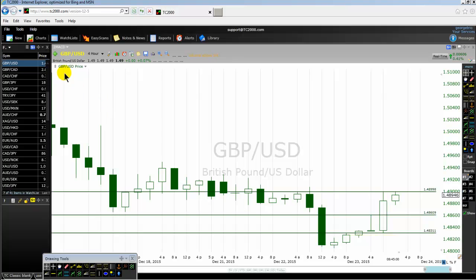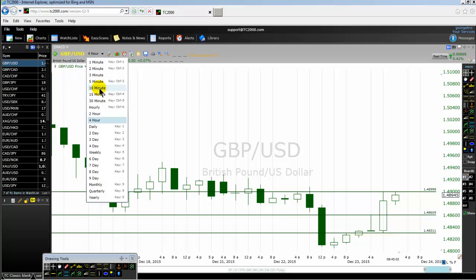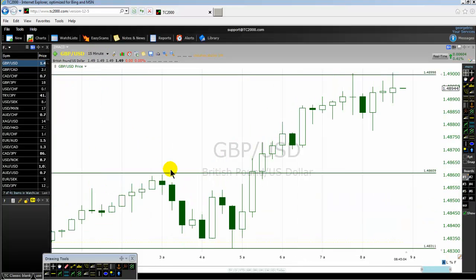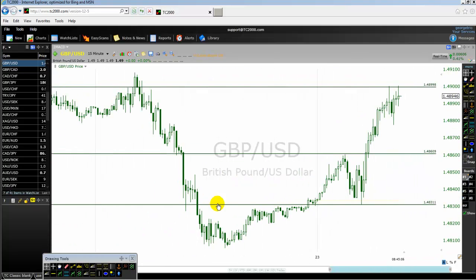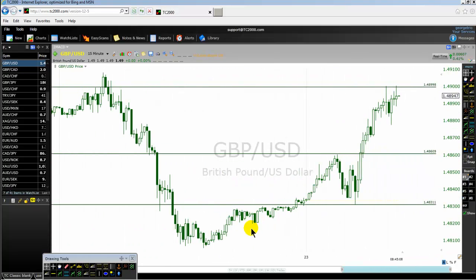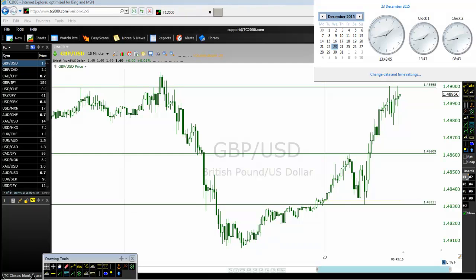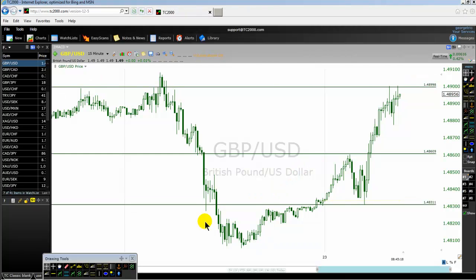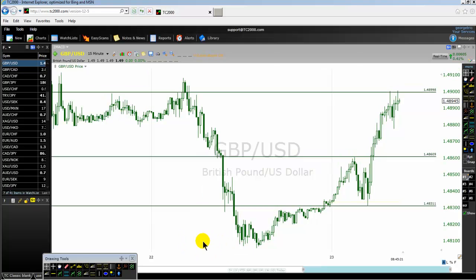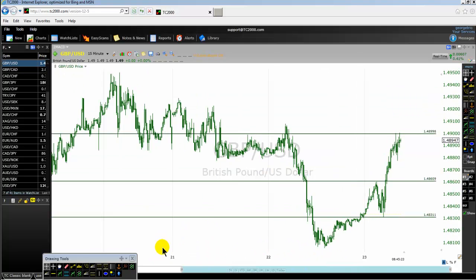So let's go now to the 15-minute chart and see whether there was some reaction on or near that level at the beginning of this week. Today is the 23rd. Today is Wednesday, isn't it? Wednesday the 23rd of December. So this week started on the 21st, which is right here. I'll put a vertical line there.